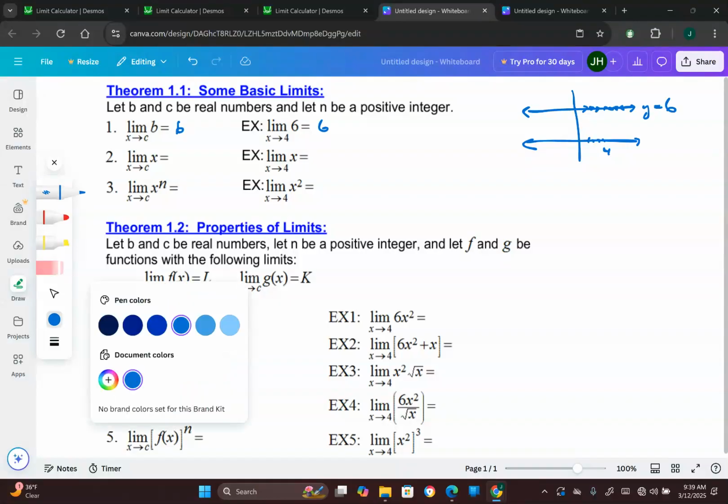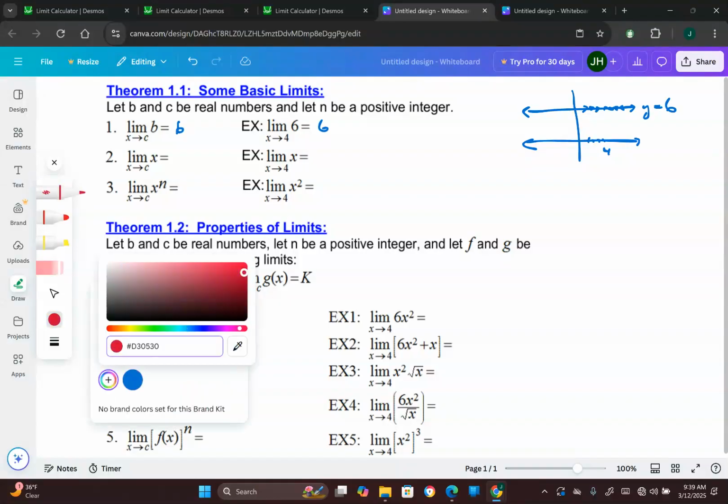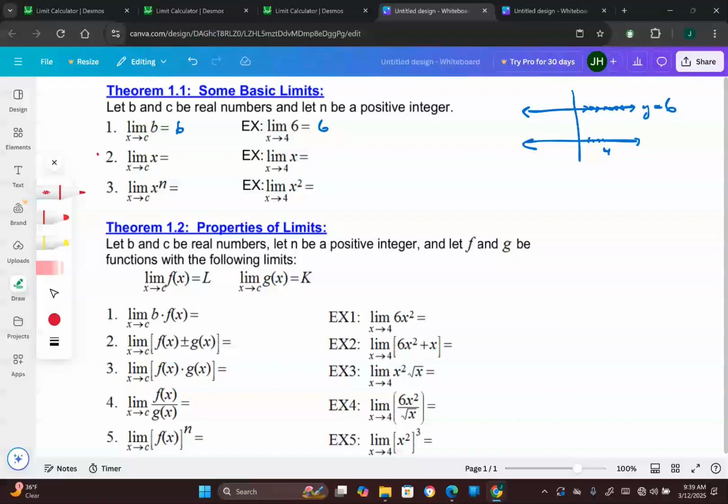Now, it gets a little easier here when we start talking about x's. The limit as x approaches c of x. Well, we talked in earlier lessons, if you've watched some of my other videos, one of the things you can do with limits, if it's a continuous function, if it's a well-behaved function, you can just plug in the number. So what's the limit as x approaches 4 of x? Just plug in the 4. The limit would be 4. So it's the same thing over here with the limit as x approaches c of x. You're just going to plug in c.